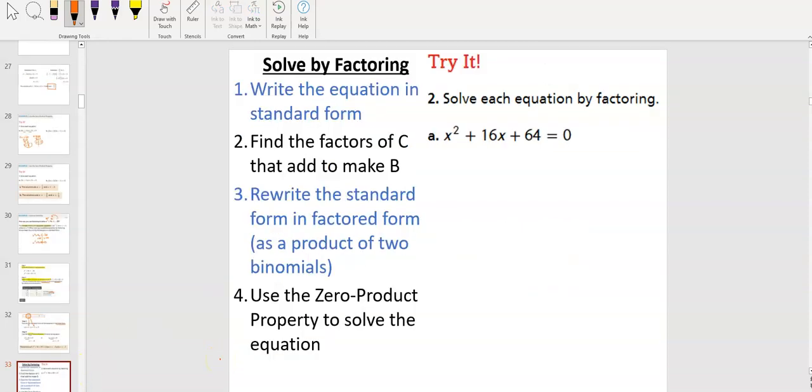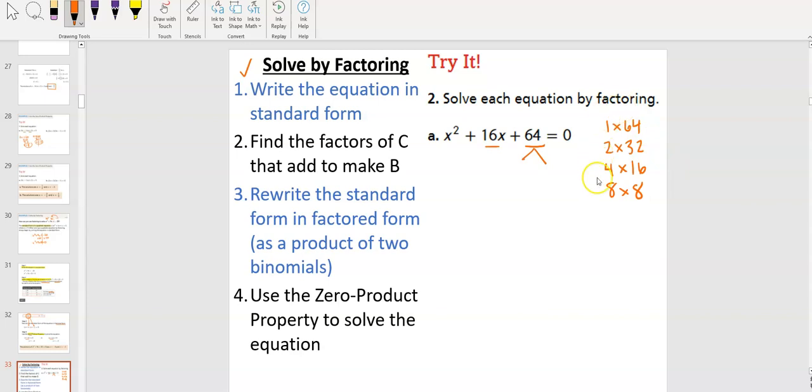So let's try one together. So the first thing I'm doing is writing my equation in standard form. My equation is already in standard form, so we're done. I now need to find the factors of C that when added together make B. Okay, so what are the factors of 64 that when added together make 16?